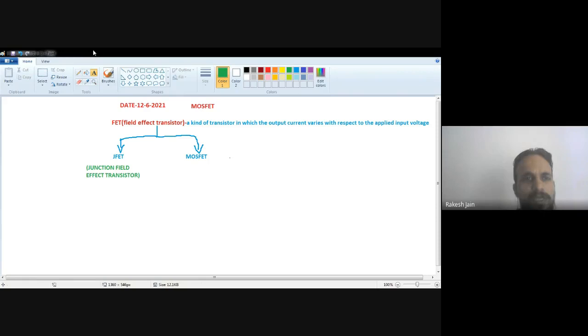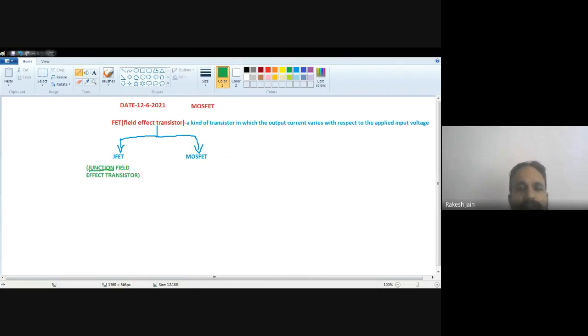Now, what is the meaning of this? Junction means a type of device in which P and N semiconductors are used together. For that combination of P and N we use the word junction. So a kind of device in which P and N semiconductors are joined in a way such that the output current of that device depends on the applied input voltage is known as a junction field effect transistor. So this is the meaning of junction field effect transistor.